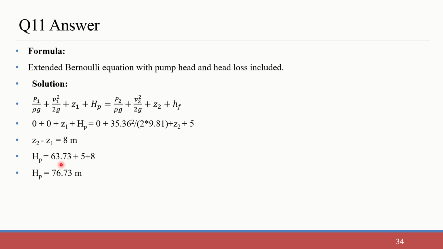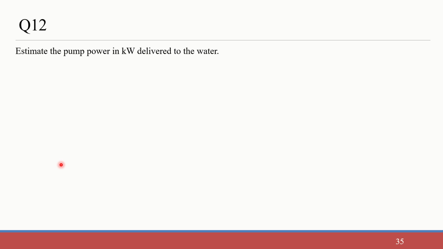Now in the next question we are asked to estimate the pump power in kilowatts delivered to the water. So pump power in kilowatts is asked, so the power required for delivering the water is given by rho into g into H into Q.